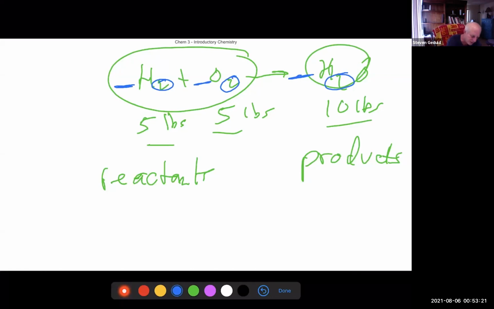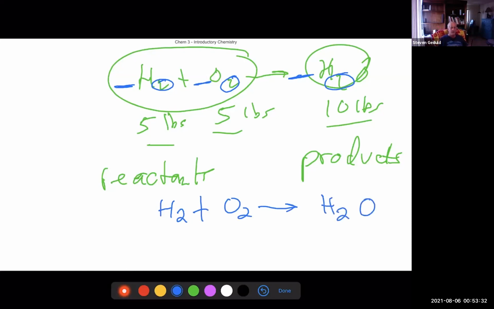So let's write this out here. Let's write H2 plus O2 goes to H2O. Now, how many hydrogens on the left side? I have 2, right? How many hydrogens on the right side? I have 2. So that balances. Oxygen, I have 2 on the left. I have 1 on the right. So I have to make that say 2 also.